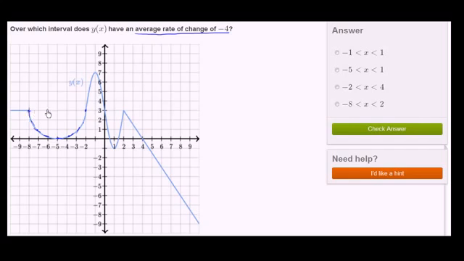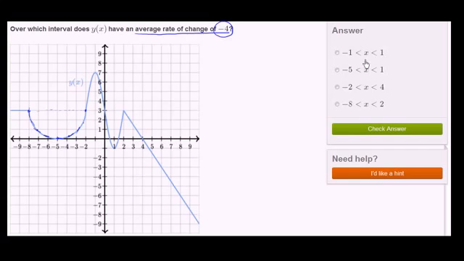And any interval over which the net change has been 0 also tells you that the average rate of change is going to be 0. So you could view the average rate of change as really the slope of the line that connects the two endpoints of your interval. So another way of asking over which interval does y of x have an average rate of change of -4 is, can you come up with an interval where the slope between the endpoints of the interval is -4?